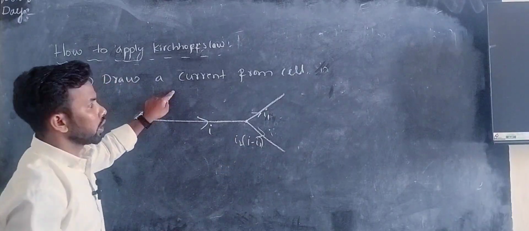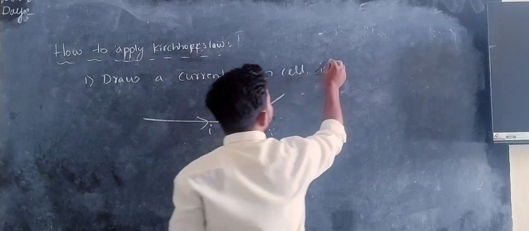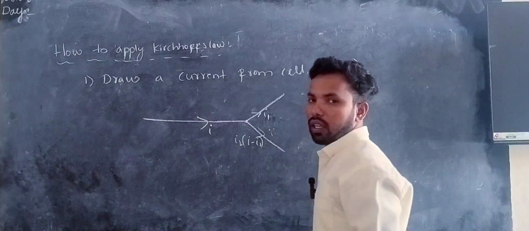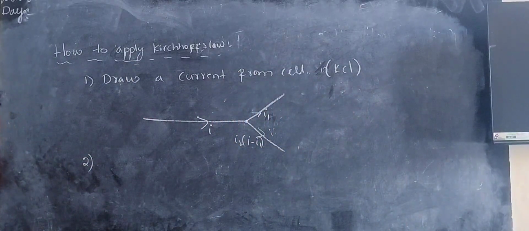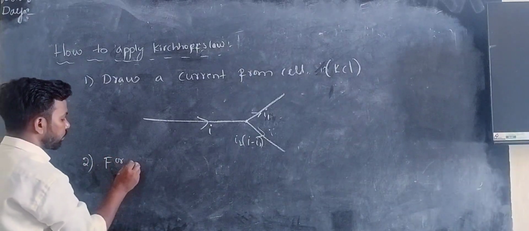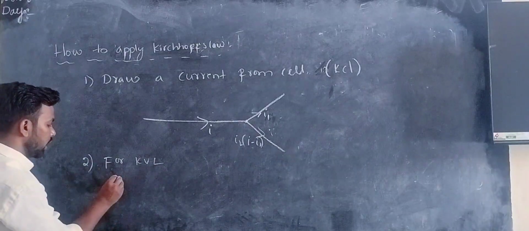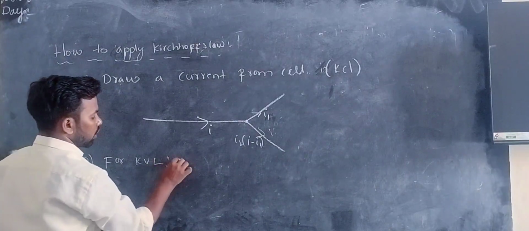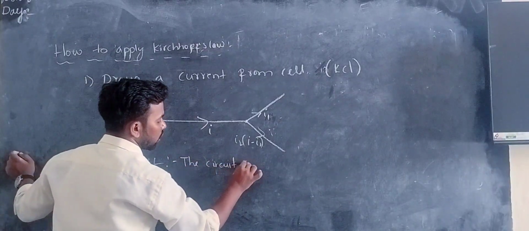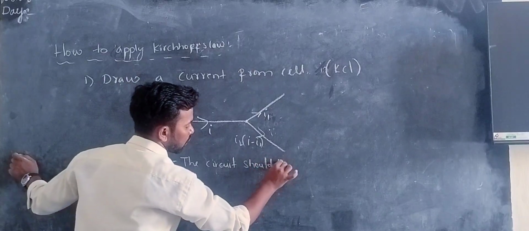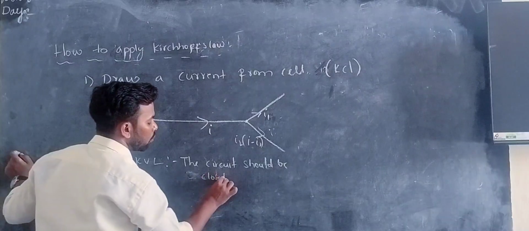So this is like first. There is no problem with applying KCL, Kirchhoff's current law. For applying the second law, KVL, the first condition is that the circuit should be closed. It should be a closed loop.